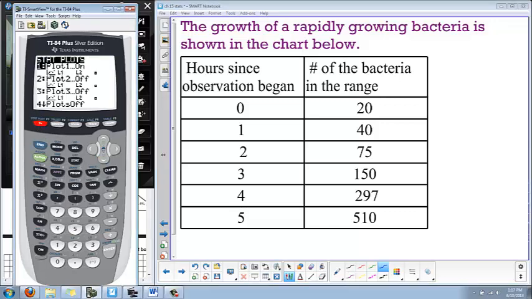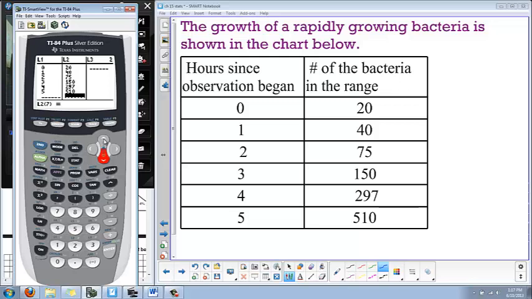So I'm going to go into stat plot, and we actually already have all of this stuff turned on, but it does say that my X list is in L1 and my Y list is in L2. That's fine, but I have different numbers in there right now, so I'm going to go to stat edit, go to my list, and just clear out those numbers and replace them with the ones in this question. So that's what a lot of the time you spend on this test is typing things in. So the hours since observation is going to be 0, 1, 2, 3, 4, and 5. And then the number of bacteria in the range, 20, 40, 75, 150, 297, and 510.